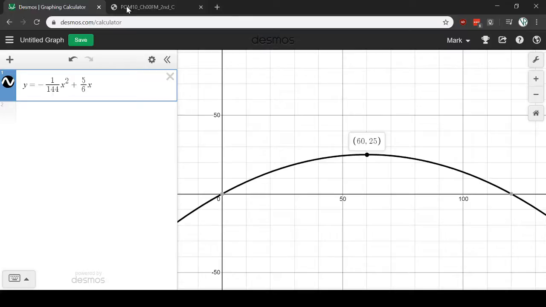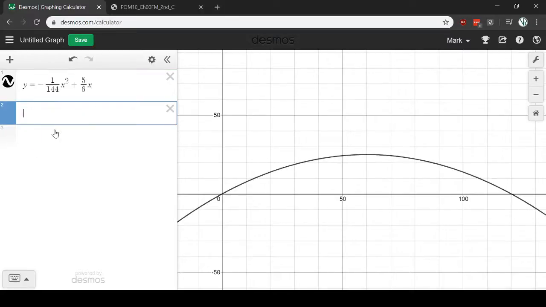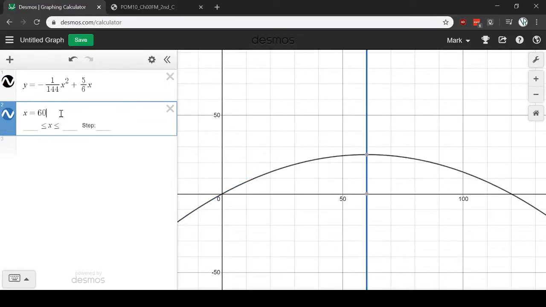And then the last part there says to identify the axis of symmetry. Well, in this case, the axis of symmetry is going to be at the x value of the vertex, and our vertex x value is 60. So the axis of symmetry is x equals 60. So that there, in blue, is our axis of symmetry for this graph. So I hope that helps out with number 5.